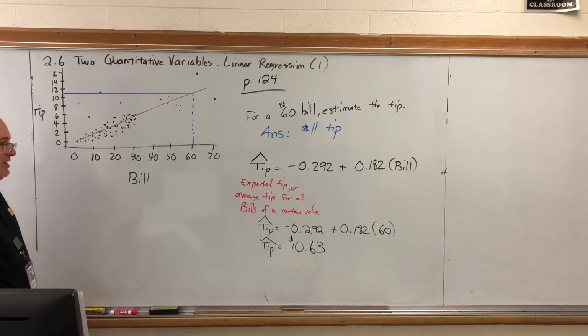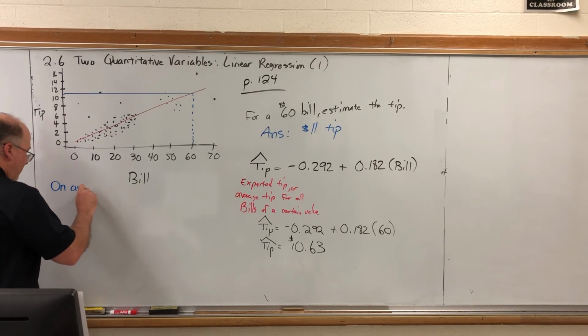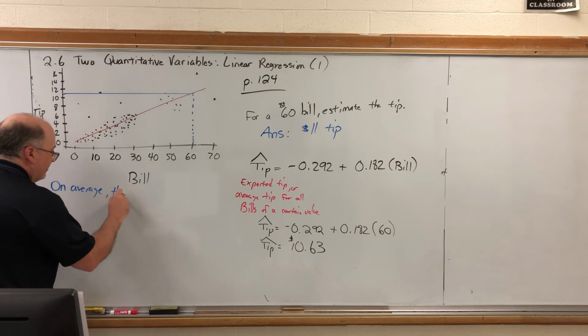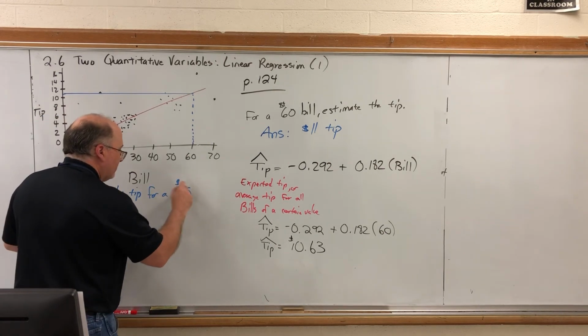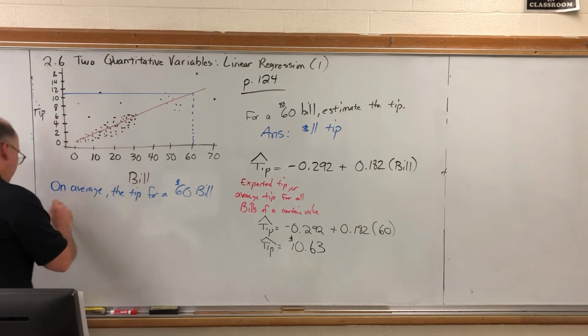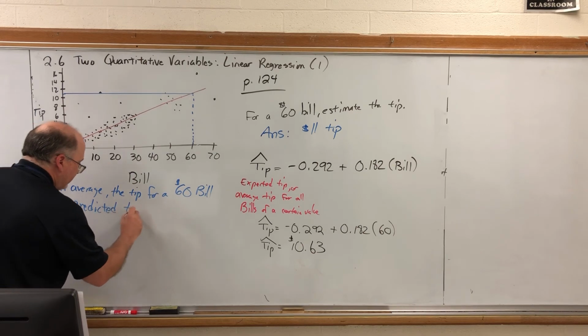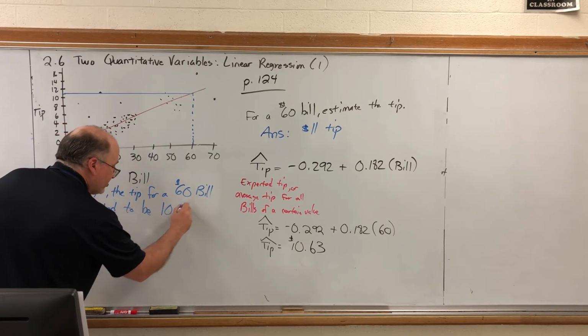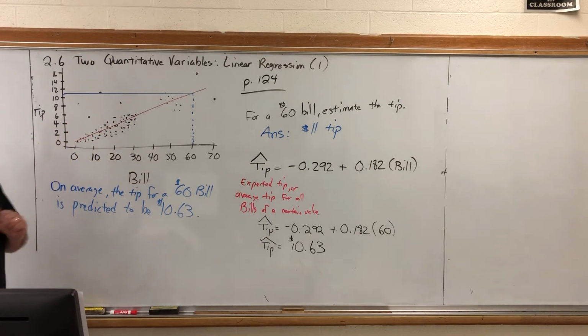But what does that $10.63 actually mean? What that means is, on average, the tip for a $60 bill is predicted to be $10.63. Now, believe it or not, there's a margin of error and a confidence interval associated with this, but we'll get to that when we get back to chapters 9 and 10.